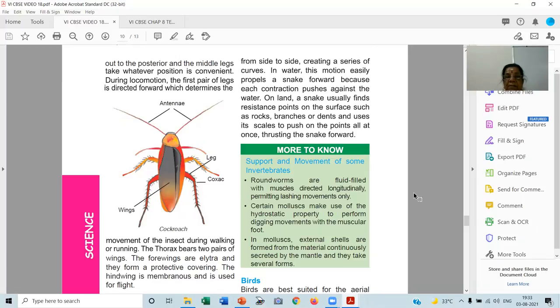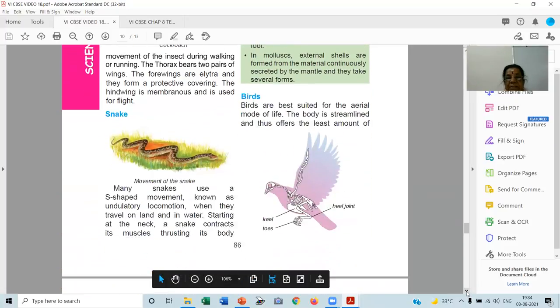Directed longitudinally, permitting lashing movements only. It is an endoparasite. Certain mollusks make use of hydrostatic property to perform digging movement with a muscular foot. Then in mollusks, example the garden snail. External shells are formed from the material continuously secreted by the mantle and they take several forms. Even in our textbook there is movement in garden snail.